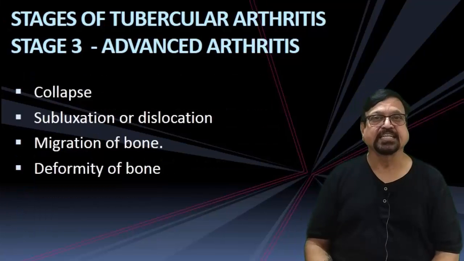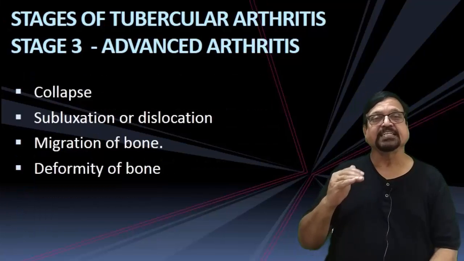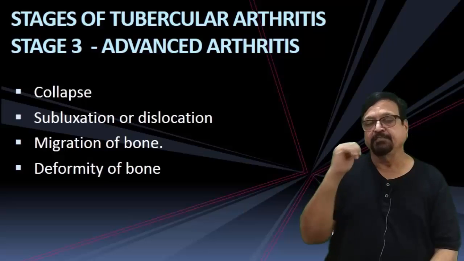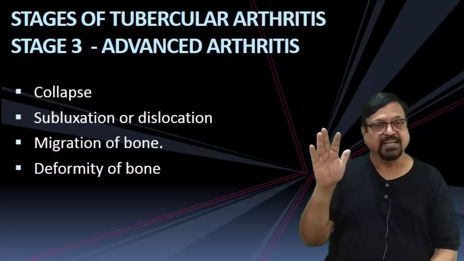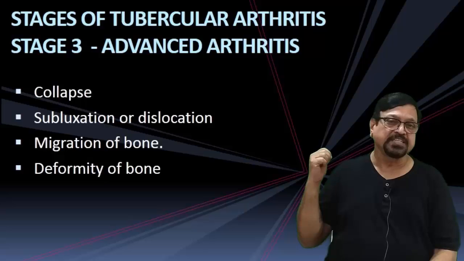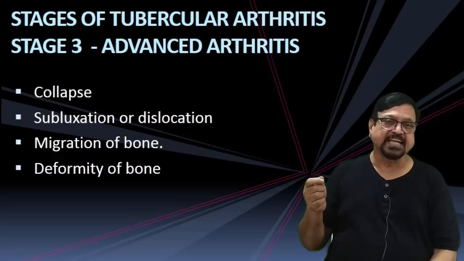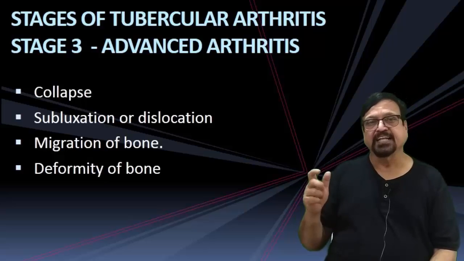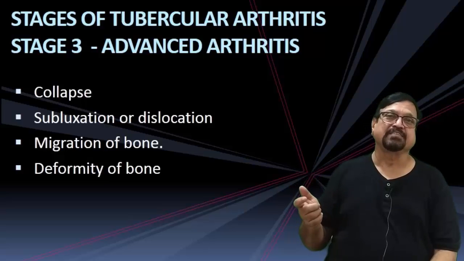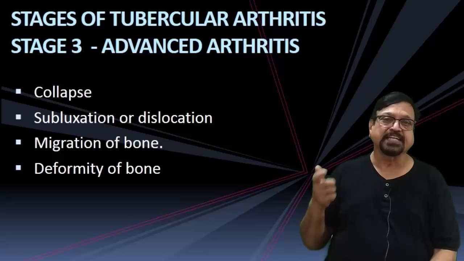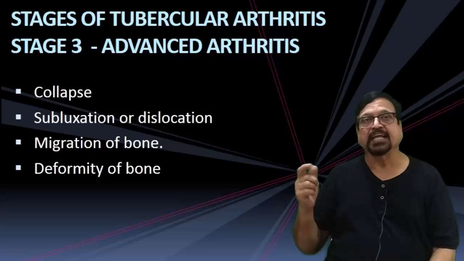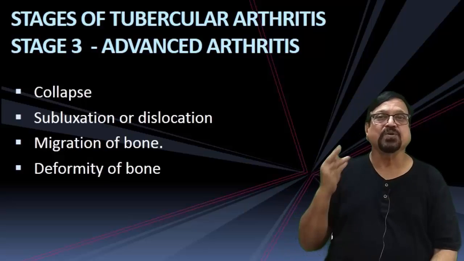Now, go to stage 3. What happens in stage 3? Disease is advancing. Effusion is there. First, stage 0, there are no changes radiologically, but synovial changes are there. Stage 1, destruction. Now it has come to the articular surface. So what happens from the articular surface? It goes to the bones. Now there can be collapse of bone, subluxation or dislocation.